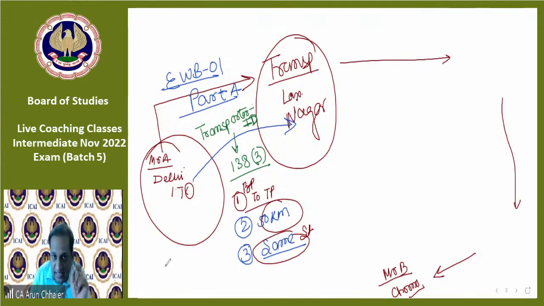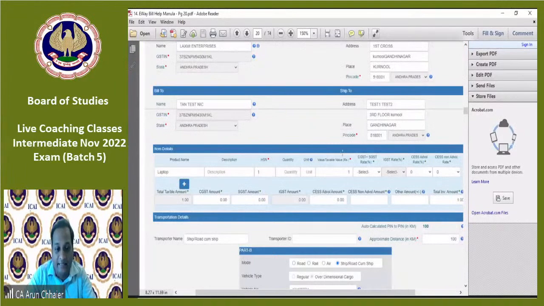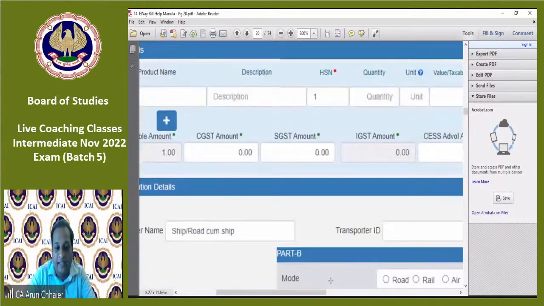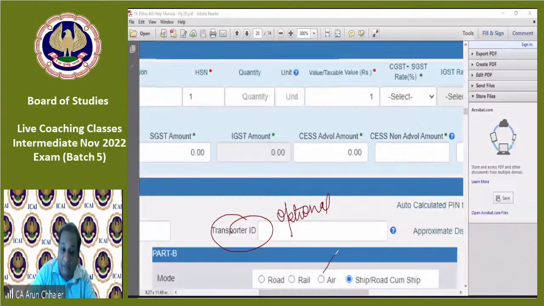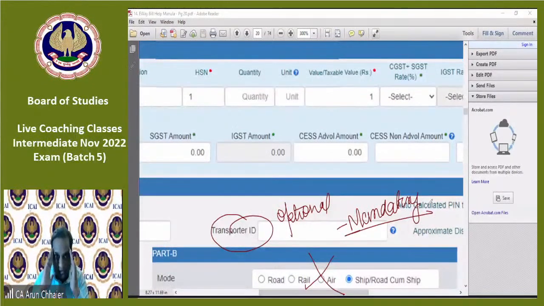Again listen, if the distance is within 50 kilometers and the state is the same from my place to the transporter's place, I can use the relaxation not to add part B. If I am using the relaxation not to add part B, then the field transporter ID, which is under part A, becomes mandatory. This field, transporter ID, which is the last option and is normally optional, becomes mandatory if I am not adding part B. Is it clear to all? Kindly confirm. Rule 138 sub rule 3 is clear to all.